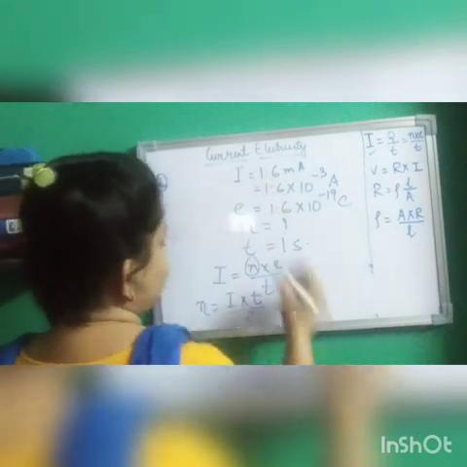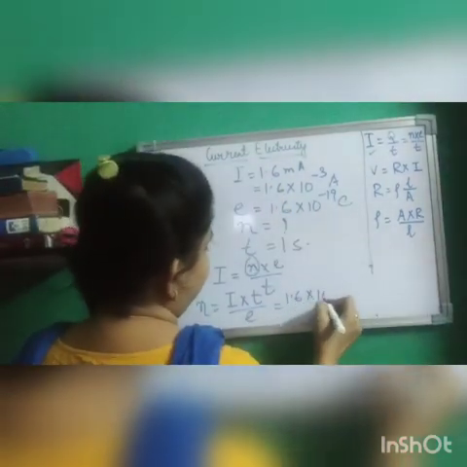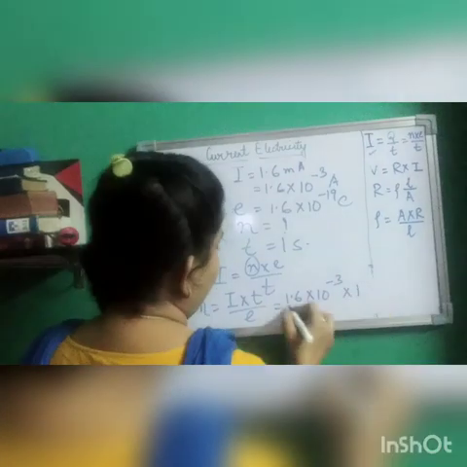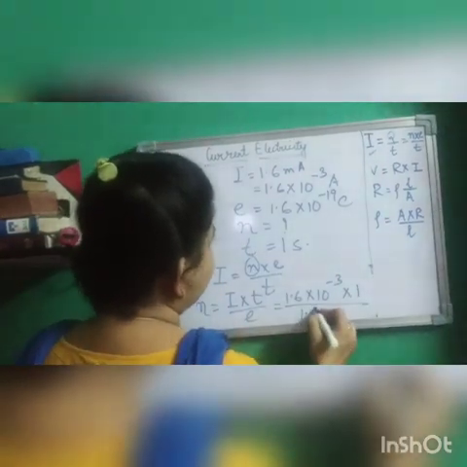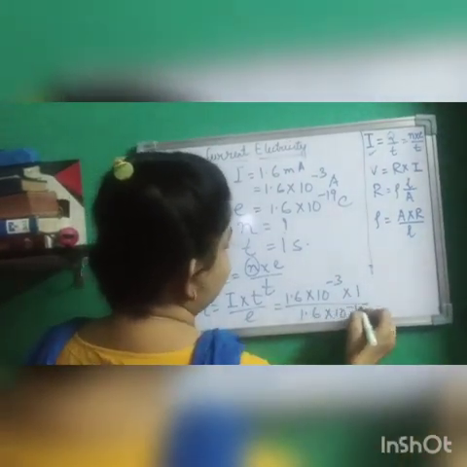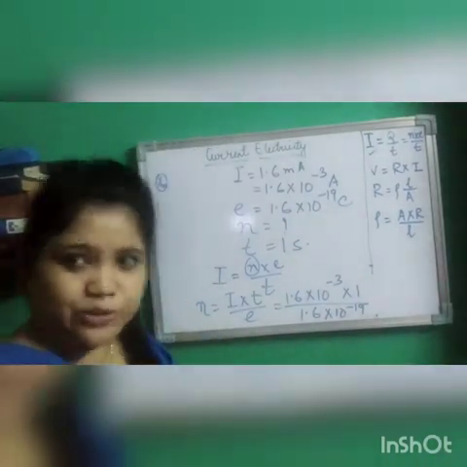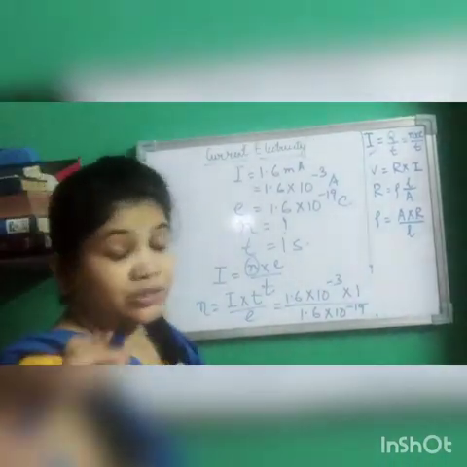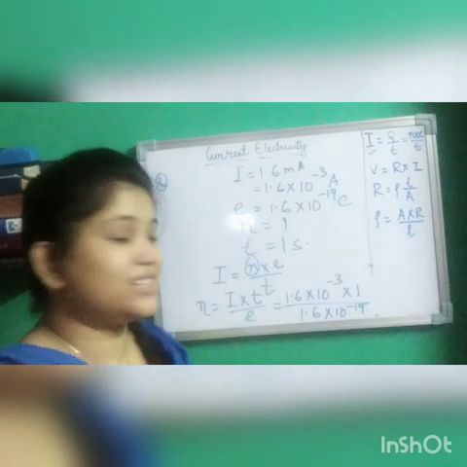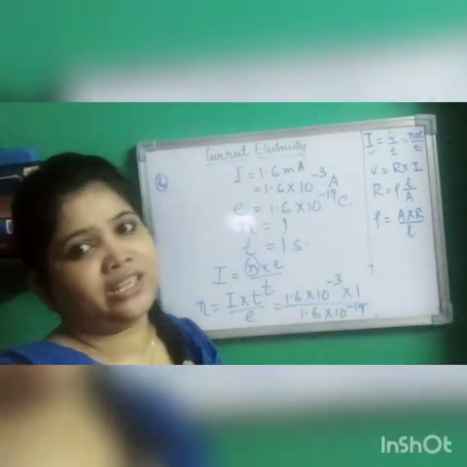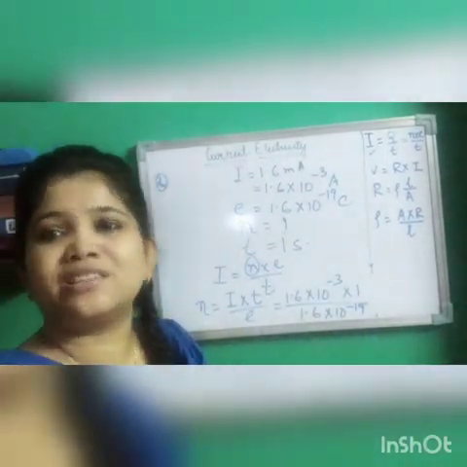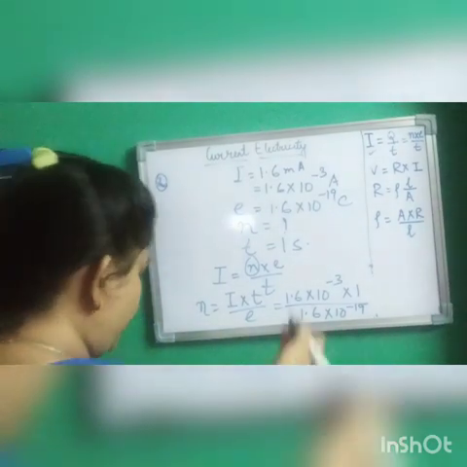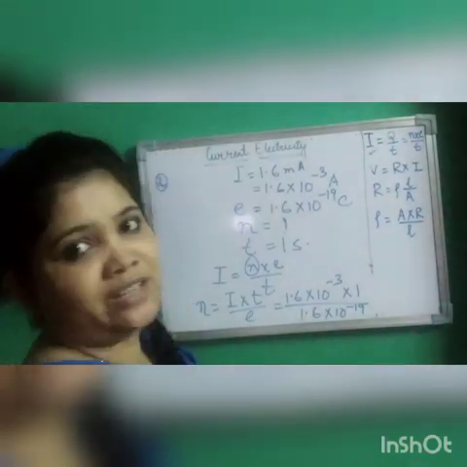So just put the values. It is 1.6 into 10 to the power minus 3 into 1, by 1.6 into 10 to the power minus 19. Okay, so obviously students, I have seen that you all make mistakes in these basics. Please be very careful in it. Please don't make mistakes in these basics, because if you do, then your sum will be wrong.